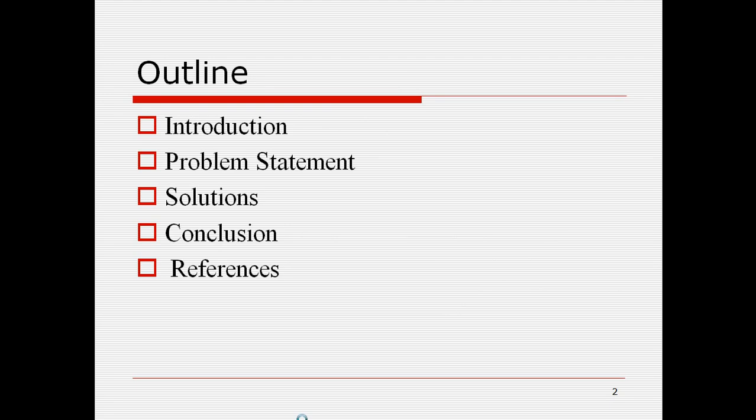Today's presentation outline. First of all, introduction, in which we give the basics about wireless sensor network, architecture, node, and likewise other things. Problem statements: what is the main problem from the point of view of an electronics engineer in wireless sensor network? And the solution of that problem, there are several methods, are given in conclusion and references.